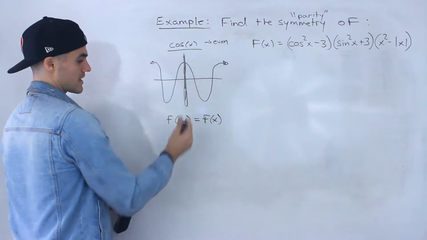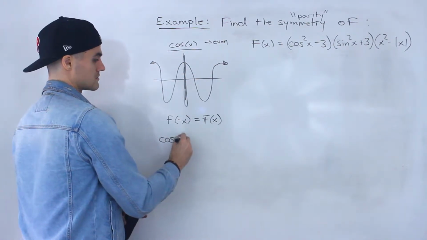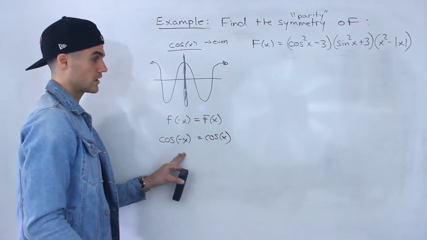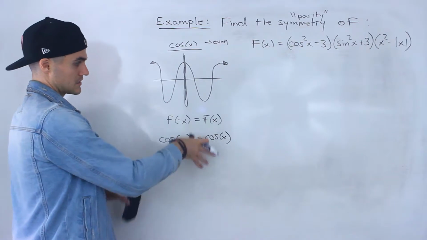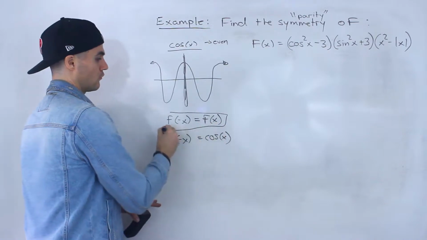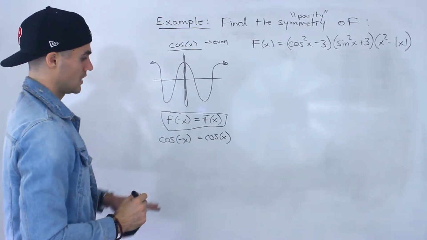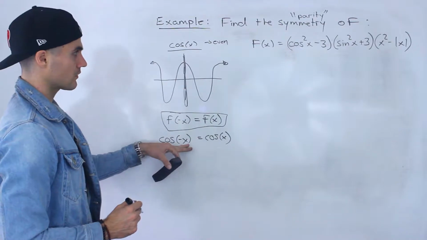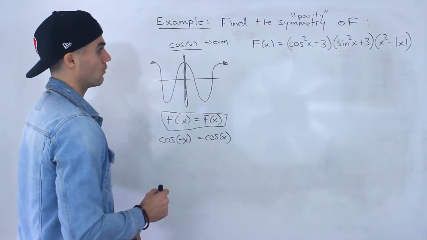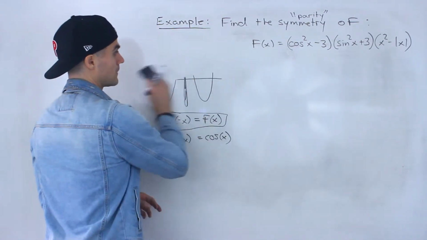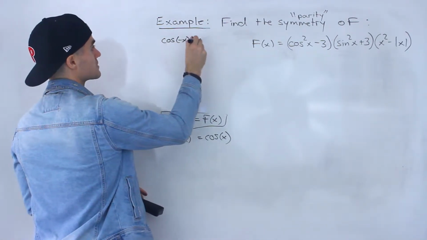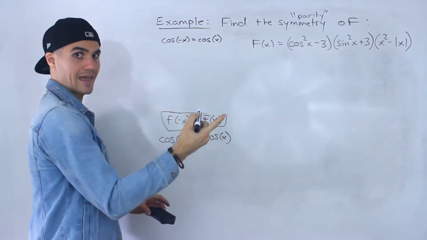So if we apply this to cos x, what that means is cos of negative x equals cos x. This is a fundamental trig identity here. And it's basically derived because of the symmetry of cos and because of this property for an even function. So this identity we're going to be using in the process of finding the symmetry of this function. So I want to go over these fundamentals beforehand. So we know cos of negative x equals cos x because cos x is an even function.